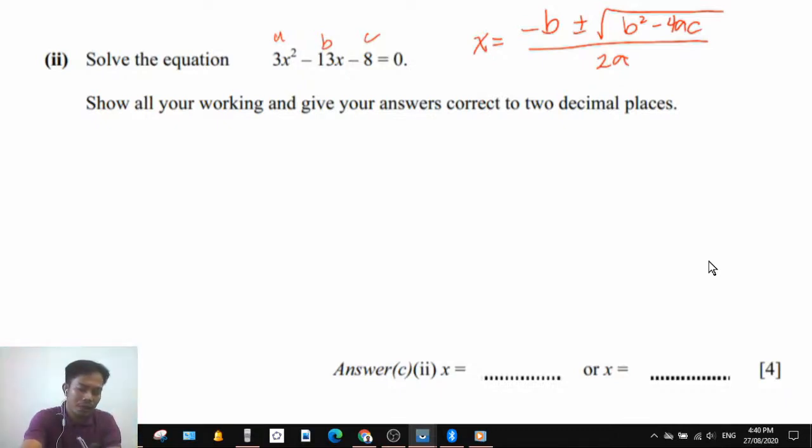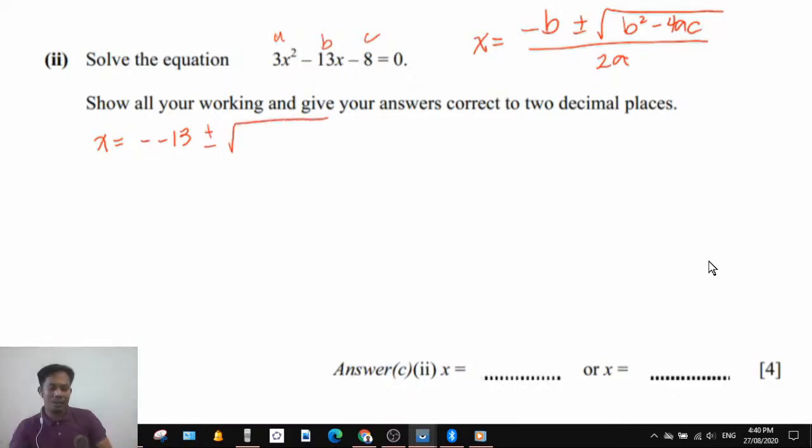Okay. I have now x is equivalent to negative 13, plus minus square root of b, which is negative 13. Then I'll square it. Be careful also with this. You notice it's a negative number you square. Okay. Take a look at this.